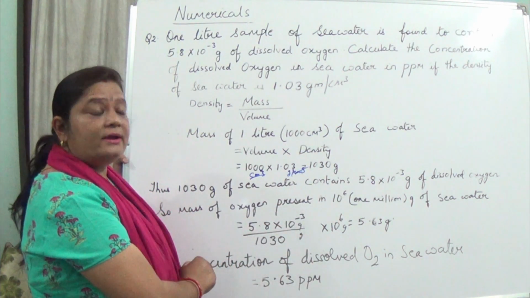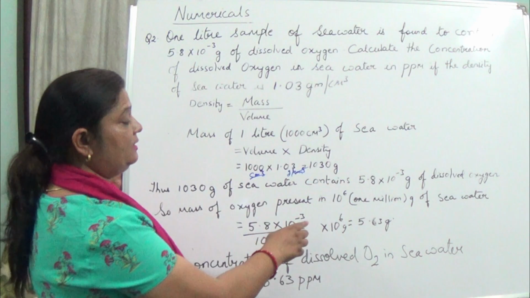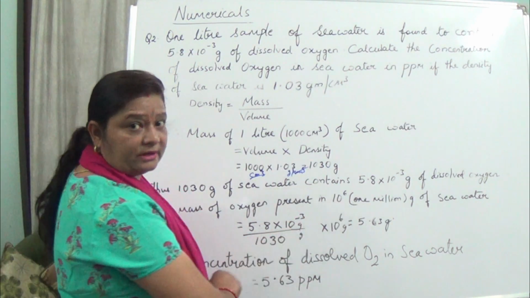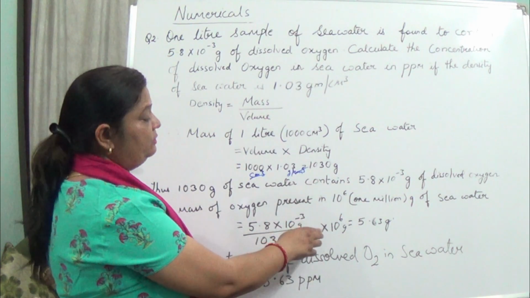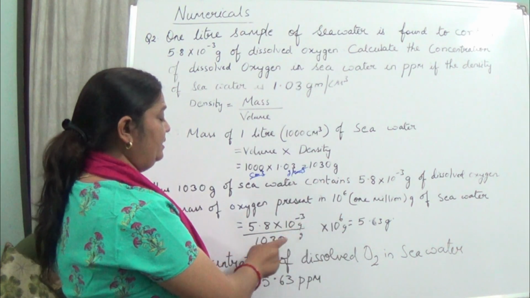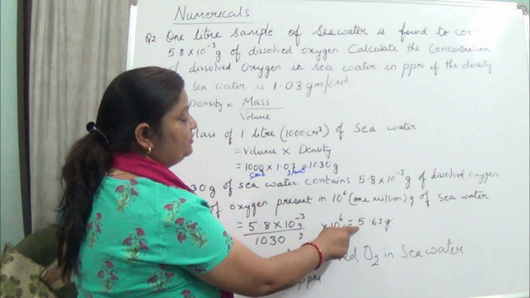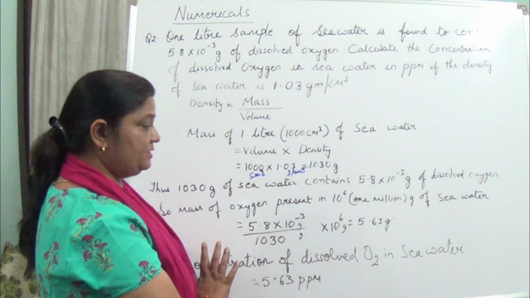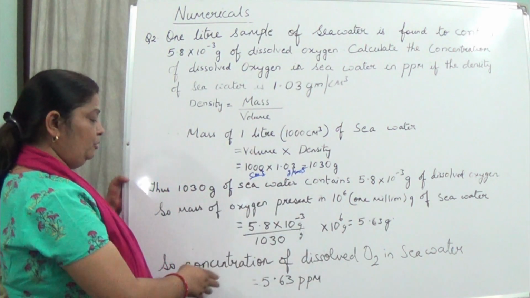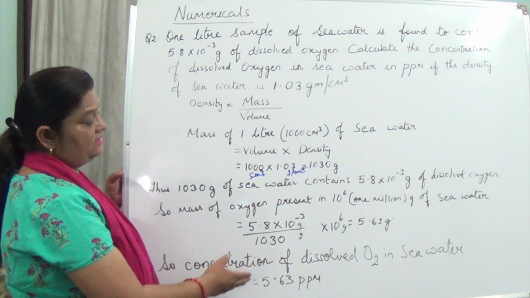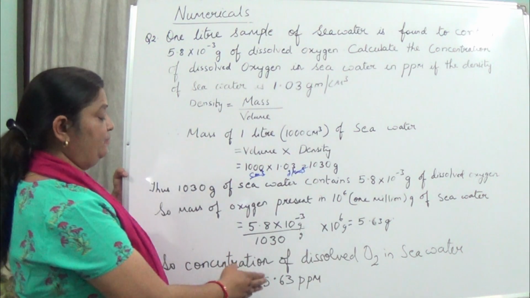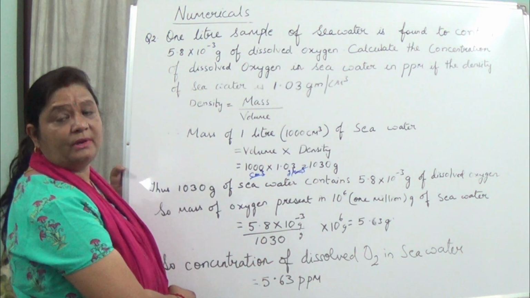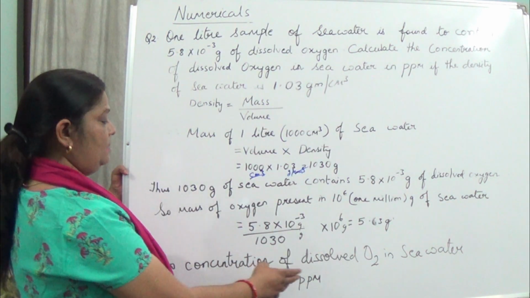10 to the power 6, isn't it? So here 10 to the power 6, because we have to take it out in million. So 1 million value becomes 10 to the power 6. Now when we simplify it, we get 5.63 grams, and now turning it into parts per million, the concentration of dissolved oxygen in seawater is 5.63 parts per million of oxygen.